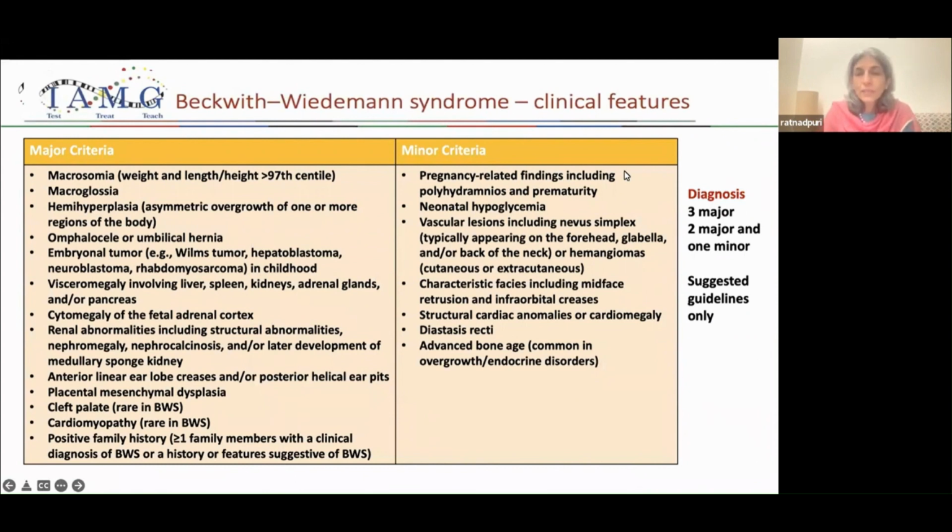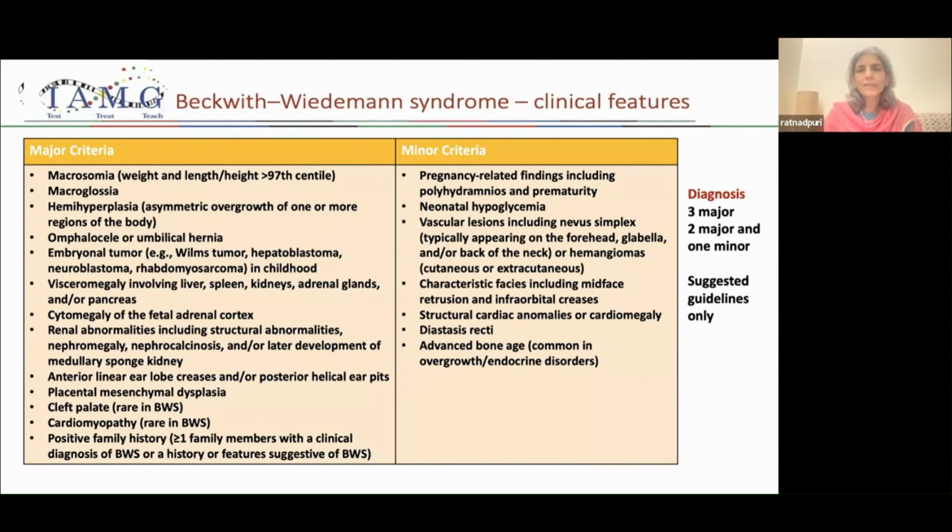Now, this is a busy slide which talks about the clinical features of Beckwith-Wiedemann syndrome. You can always refer back to this slide. But essentially, we know that Beckwith-Wiedemann syndrome is associated with pre- and postnatal onset of macrosomia. They have macroglossia. They may have hemihyperplasia and omphalocele. These are the most important features that should make you suspect that the child has Beckwith-Wiedemann syndrome. If they have cytomegaly of the fetal adrenal cortex, that's the most defining feature of this syndrome.